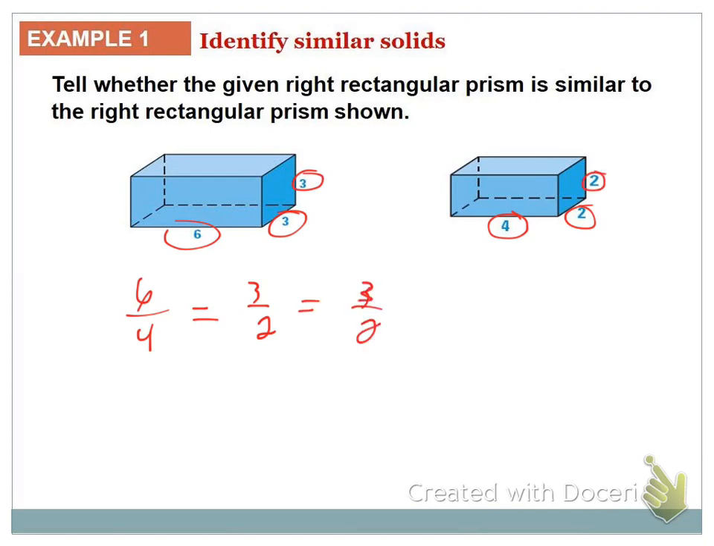So obviously these two are the same. 6 to 4 does reduce down to 3 to 2, so those are the same. So then, yes, those two right rectangular prisms are similar.